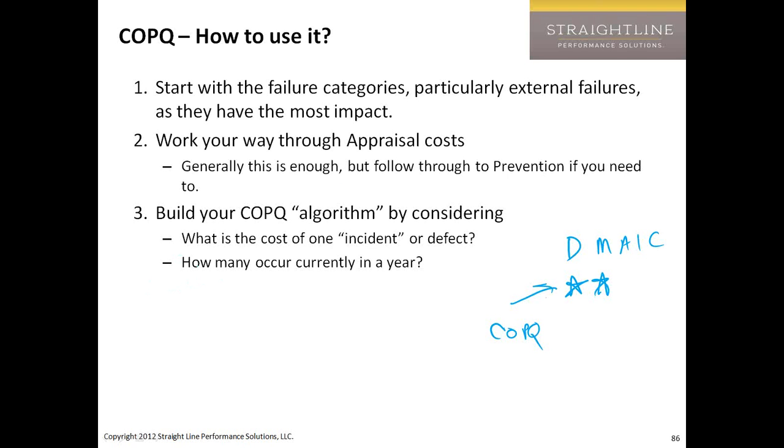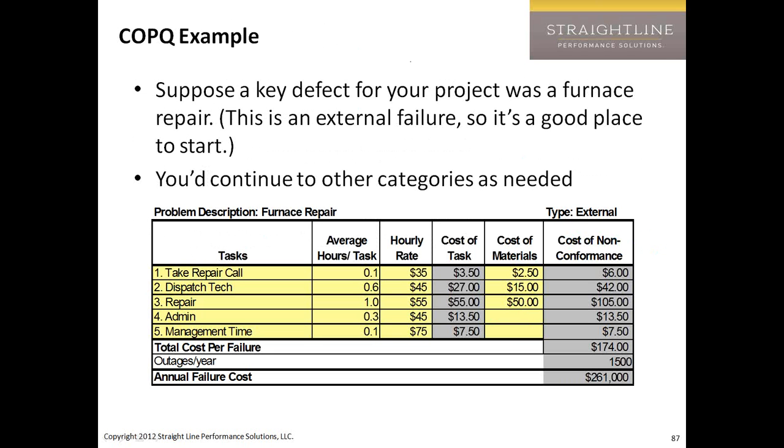And then ask the question of how many happen in a year. So let me give you an example of that one. The example given on this one is for a furnace repair. Suppose that you are a public utility, or maybe you work for Lennox or some company that does furnaces, and you have to go in and service that furnace. You get a call from the customer, maybe a complaint that it stopped working, or a warranty claim, so you have to go in and do it. This is actually a decent place to look because it's an external failure.